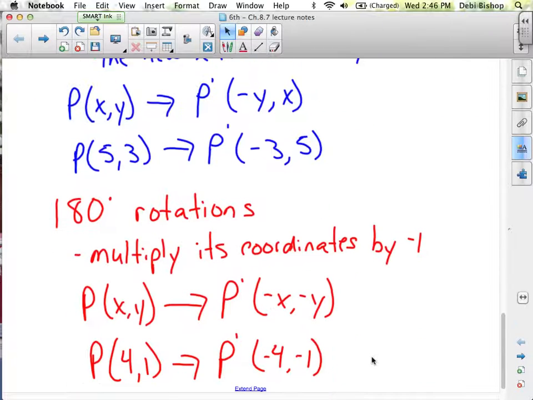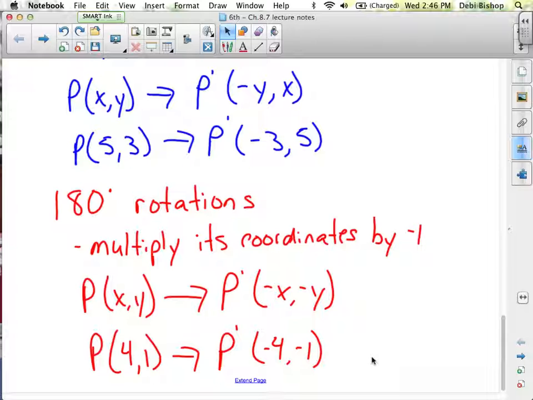And our last one is 180-degree rotation. With 180-degree rotation, you multiply both of its coordinates by negative 1. So if our point P is xy, then our 180-degree rotated image would be negative x and negative y. So if our point was 4, 1, then our image would be negative 4, negative 1. Let me show you some examples here.